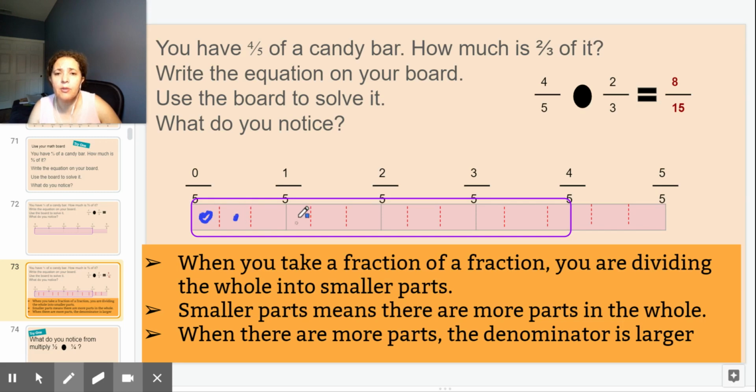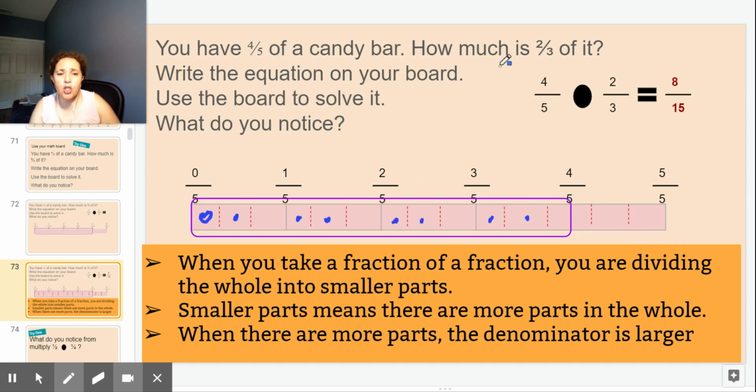Here's my next one. I'm taking 1, 2. I'm taking 1, 2, 1, 2. Notice I'm not taking 2 from this segment because I don't have that. I only have 4/5. If I was taking that, that would mean that I would have my whole, but I don't have a whole. I only have 4/5. And you notice how much did I take? 1, 2, 3, 4, 5, 6, 7, 8, which is the same thing. 8/15.